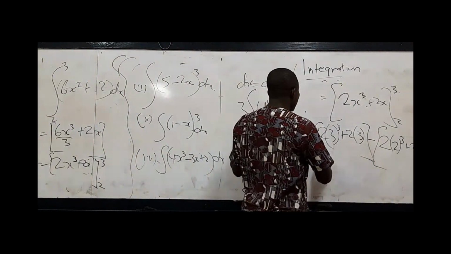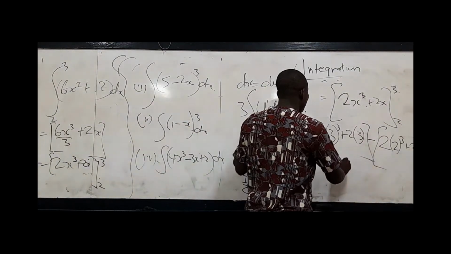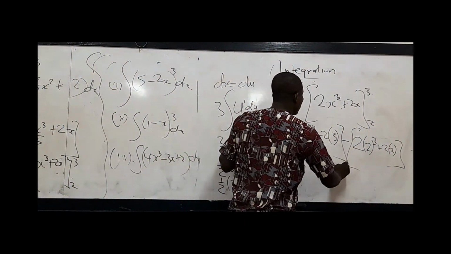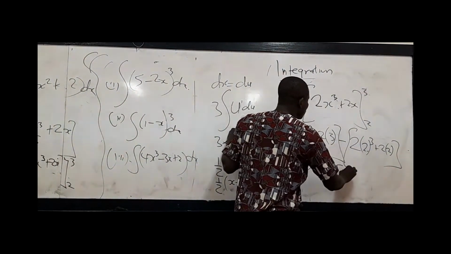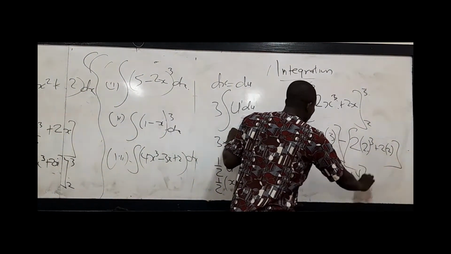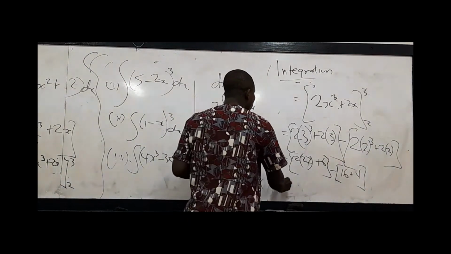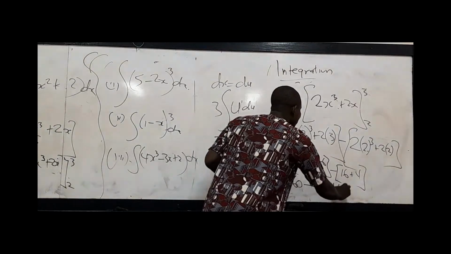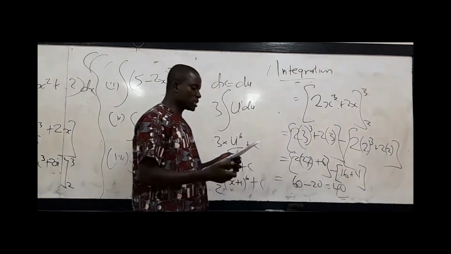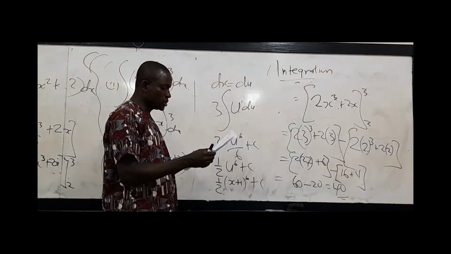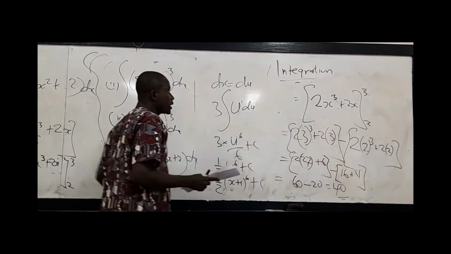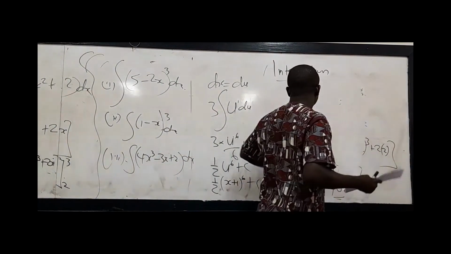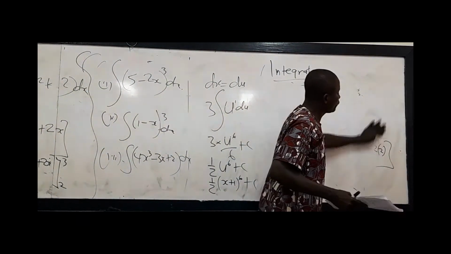Here becomes 2 times 27 plus 6 in this bracket. Minus, here is 2 times 8, which is 16 plus 4. Here I'll give you 54 plus 6, which is 60, minus 20. And the answer is 40. This is a definite integral, okay? That's a definite integral.